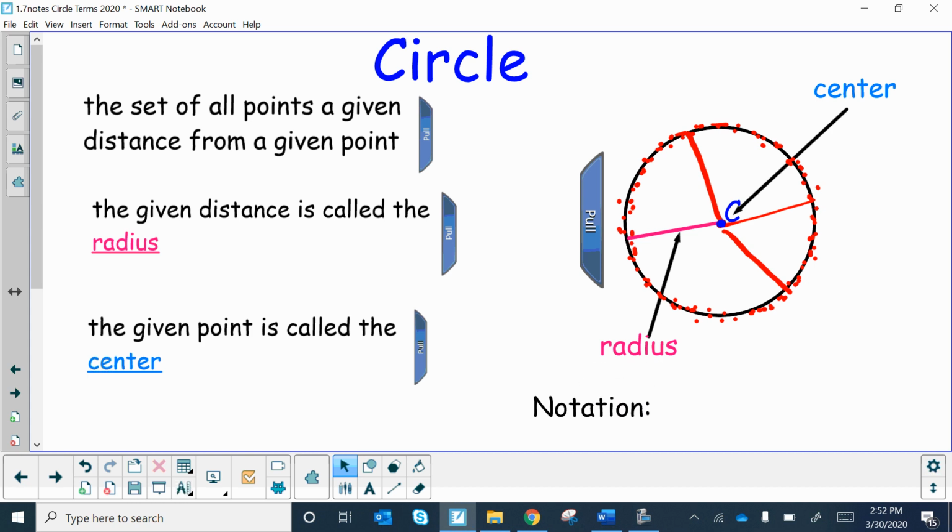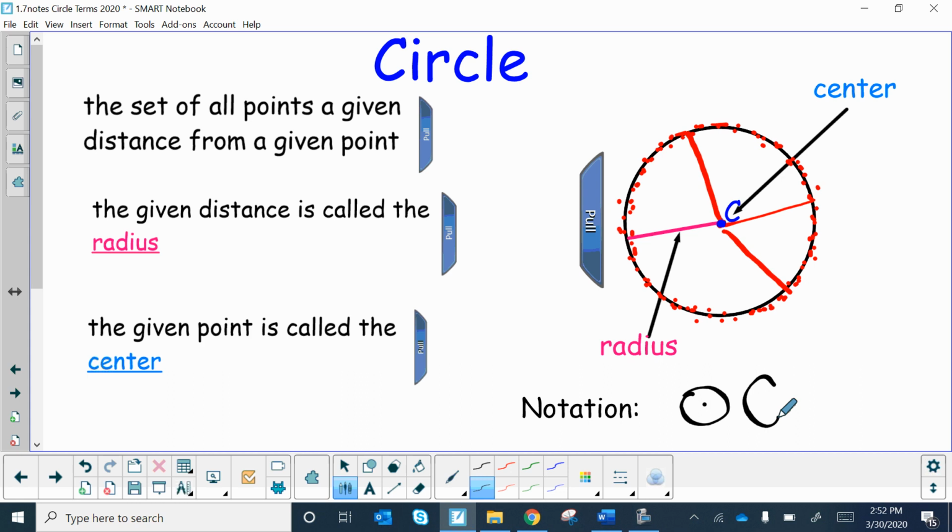Now, notation. This is how you name the circle. You're going to name the circle by obviously putting a circle symbol, and then you just use the letter that is used for the center. So circle C, that's how you name the circle. So on your homework, you'll be asked to name different circles, and so you just have to use the letter.